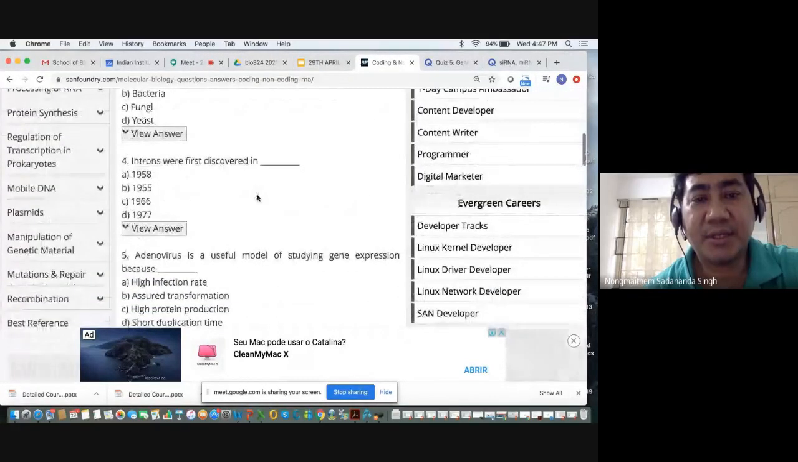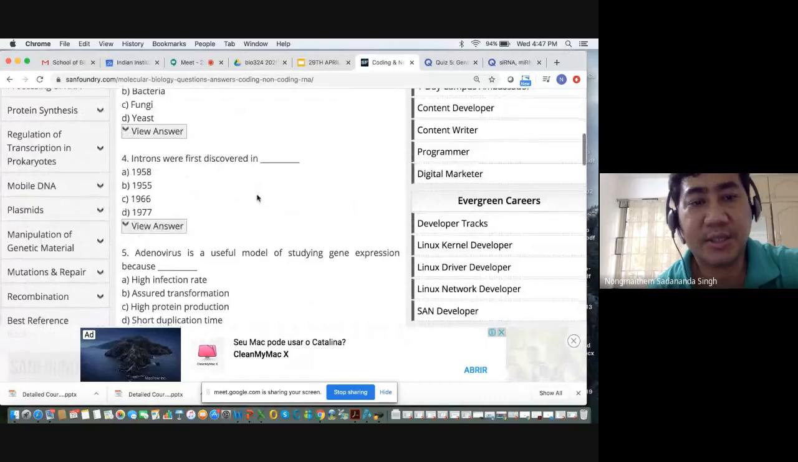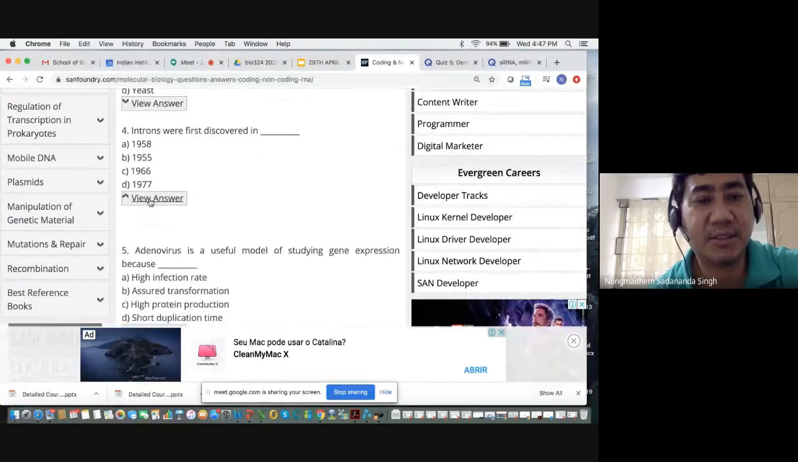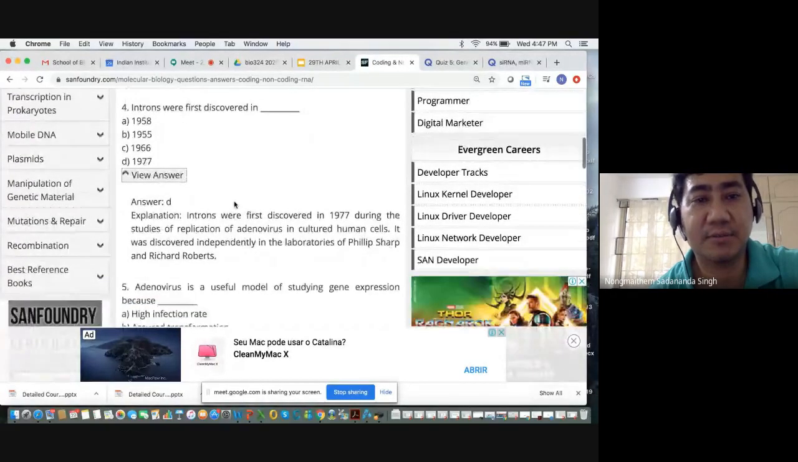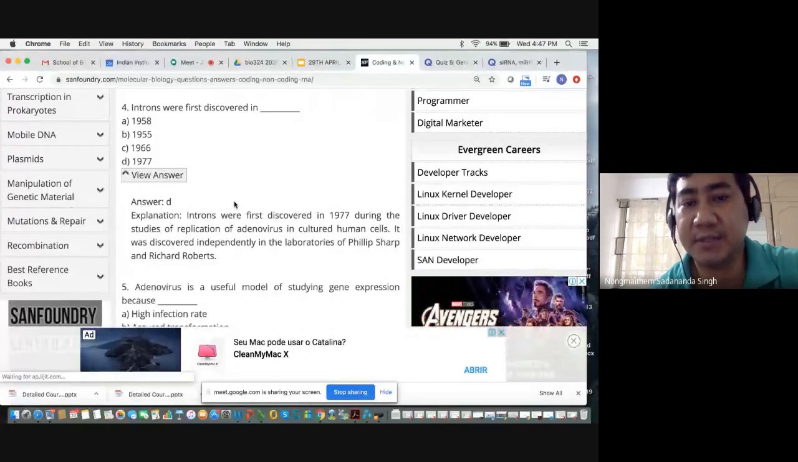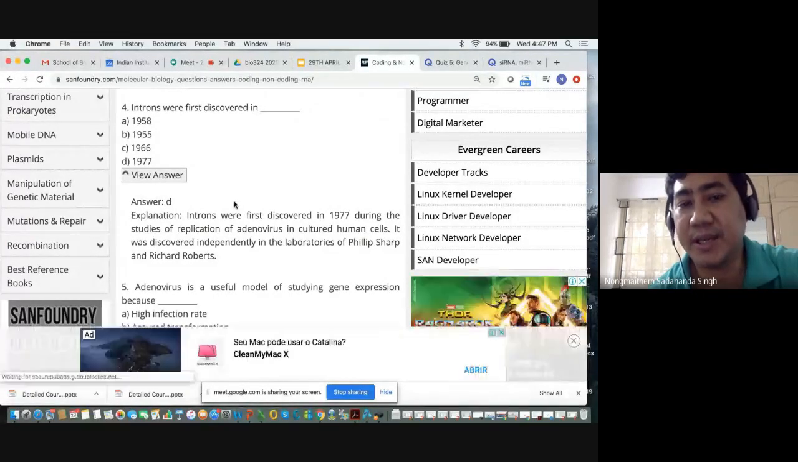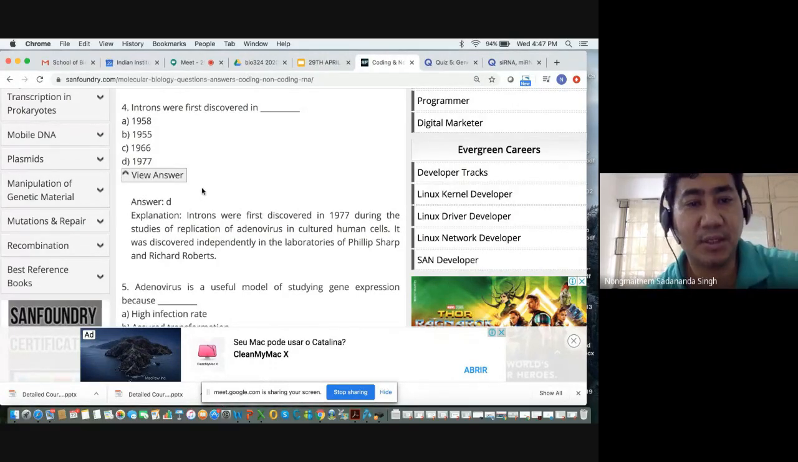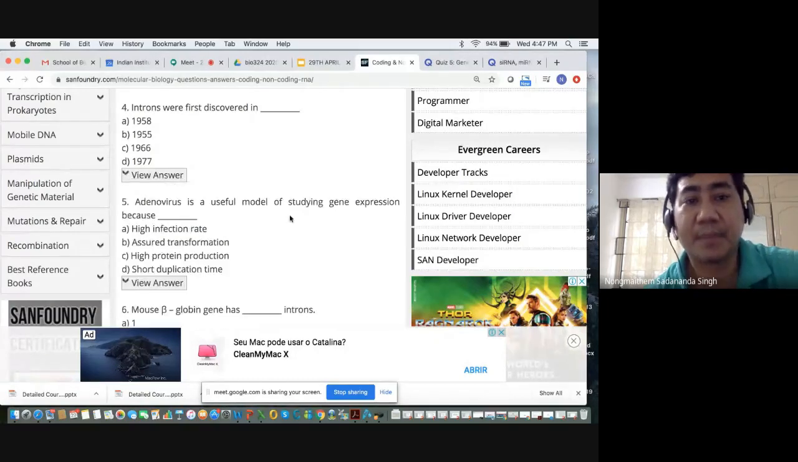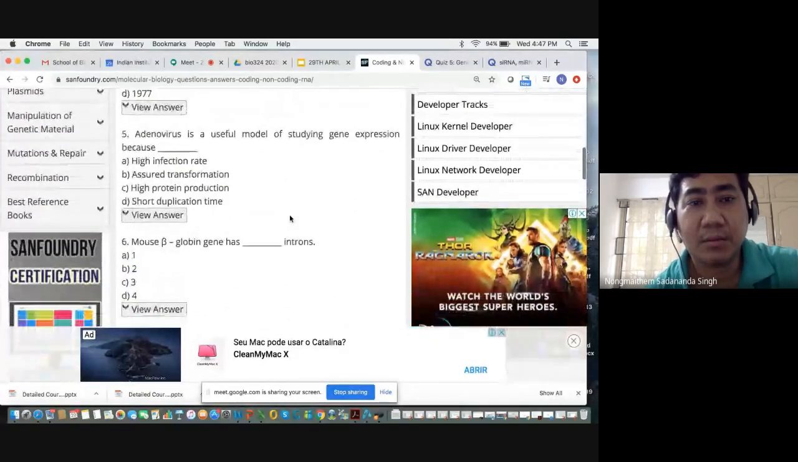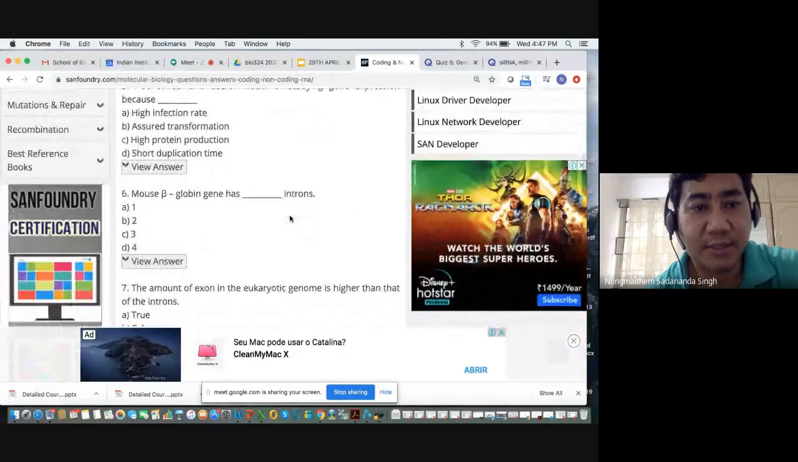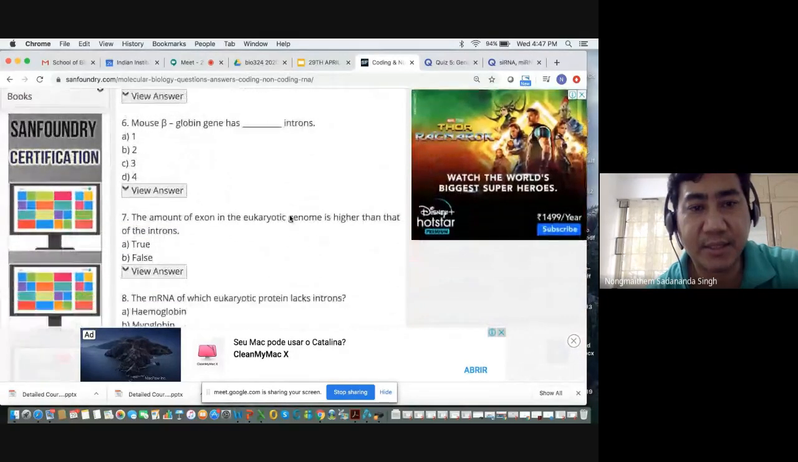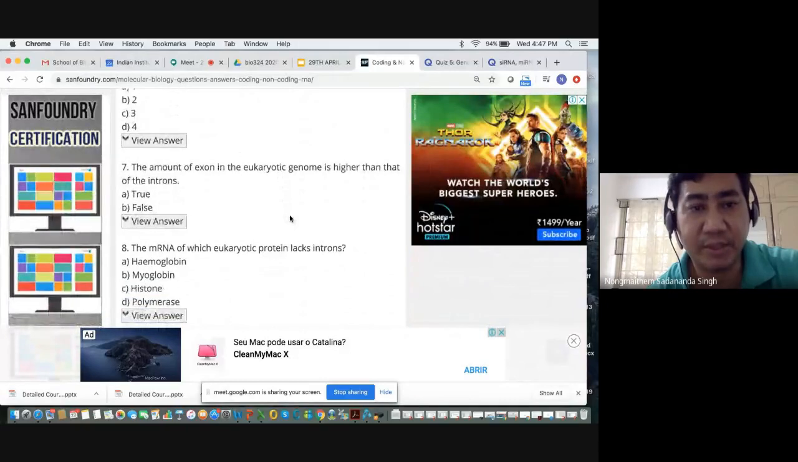So the next one, no need to look so seriously, but just for information: in 1977, introns were first discovered when people were looking at adenoviruses. This one is just memory based, just to know. Then let's forget this 5 and 6 because that is more memory based.